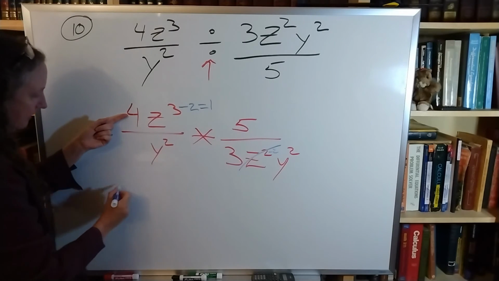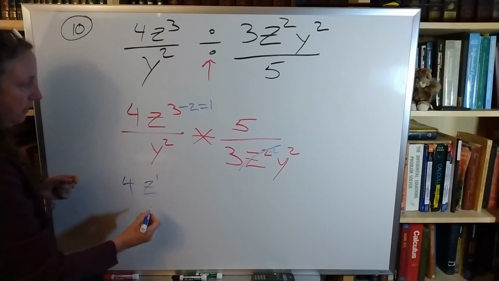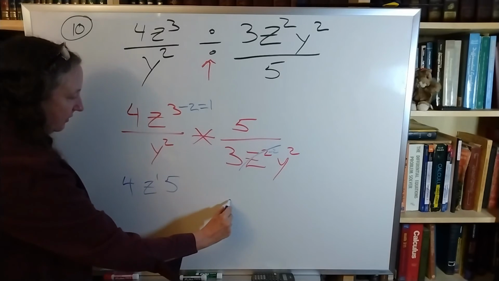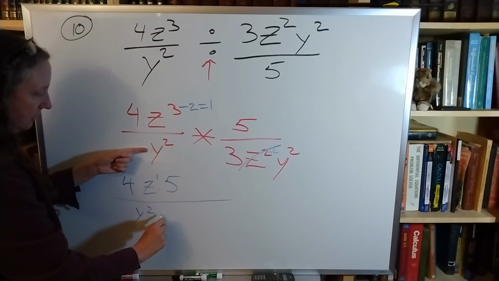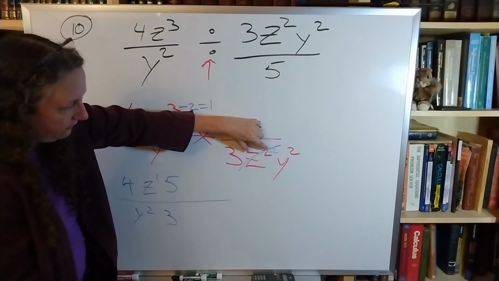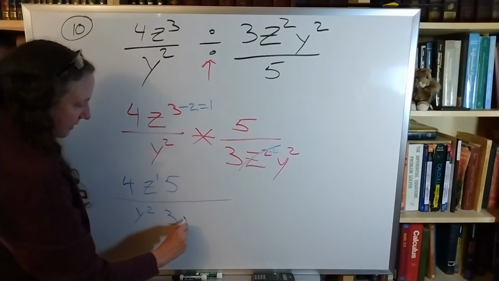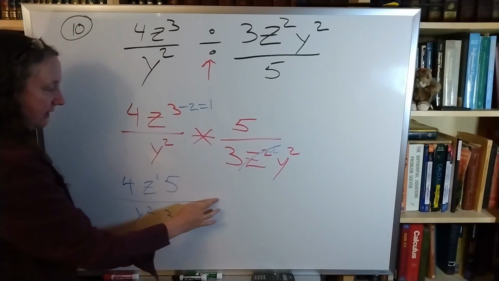So I have my 4z to the 1 times 5. That's everything that's on top. On the bottom, I have my y squared times my 3 times the z to the 2nd, that's gone. And I have my y squared there. So now I've written everything that I have.